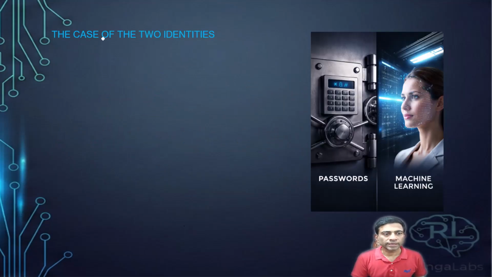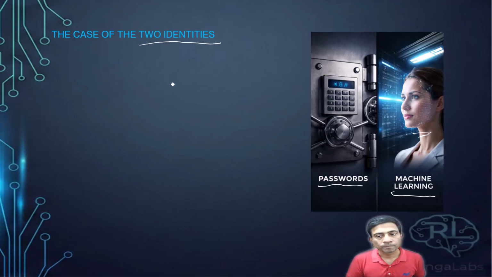The case of two identities. What are the two identities? One is the password, and the other is machine learning, where we are detecting the face. The problem is the same: in both places we need to authenticate the user to get into the system. But somewhere we are using passwords, and somewhere we are using a machine learning algorithm to detect the face.